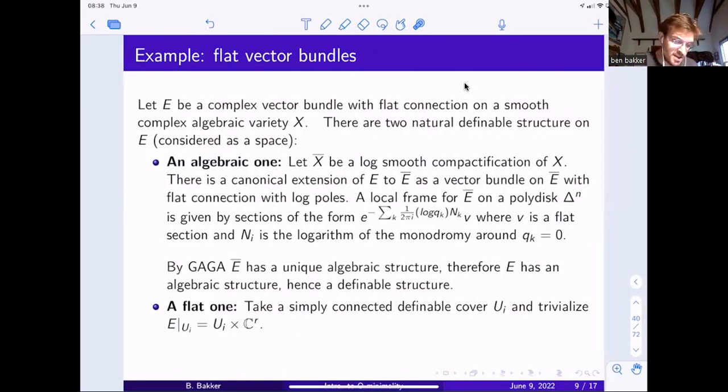Even more simply, it has a flat definable manifold structure. And this is very easy. Take a simply connected definable cover U_i of X. I should have said, of X. And trivialize this flat bundle via flat sections. Should have said that too, via flat sections.